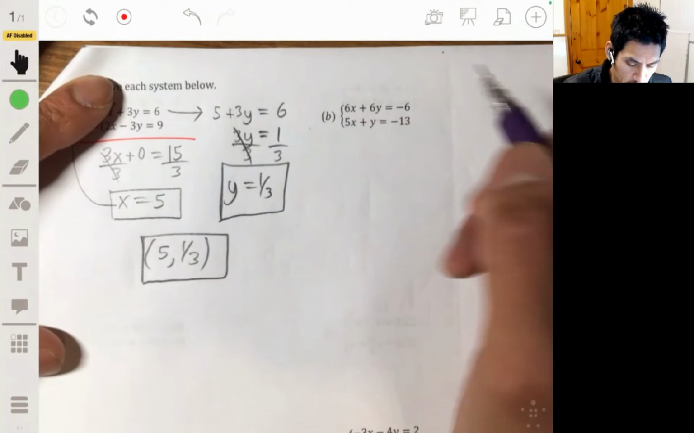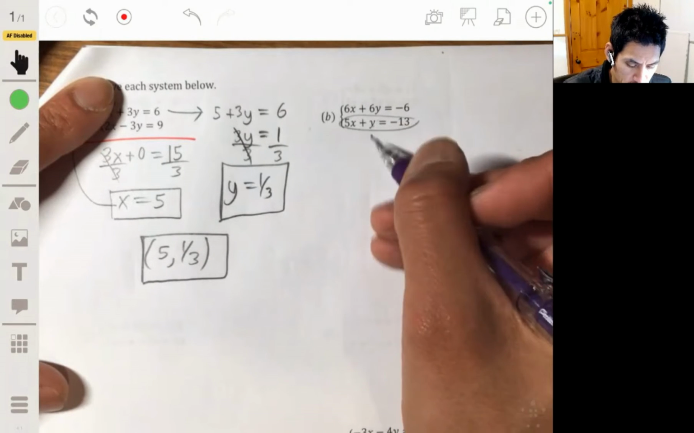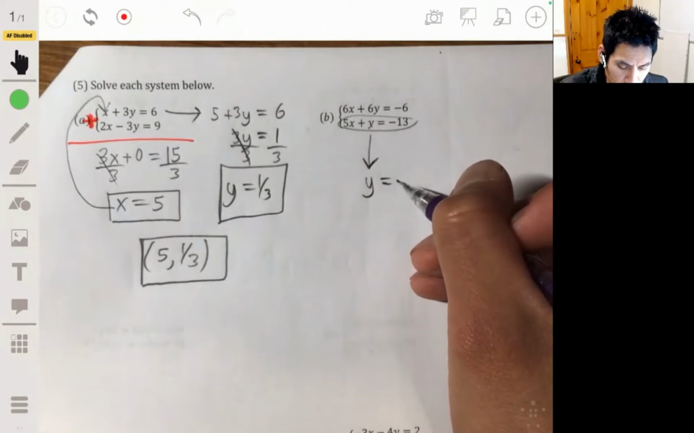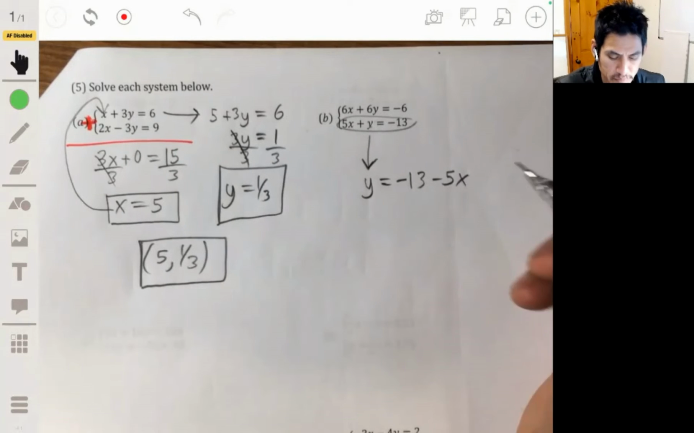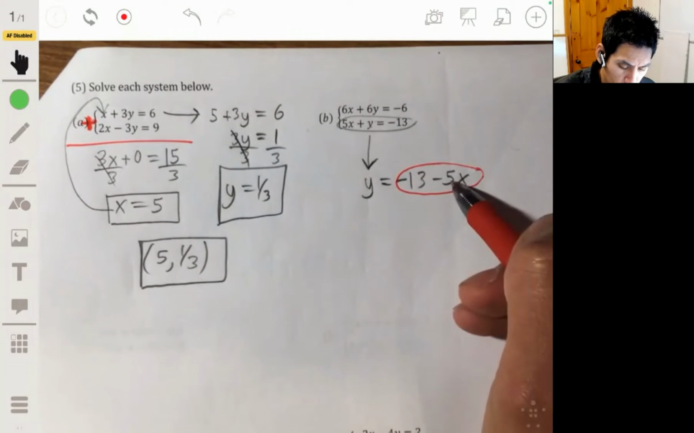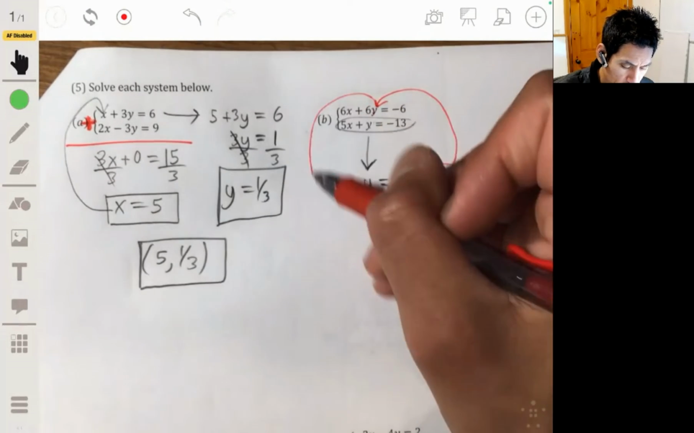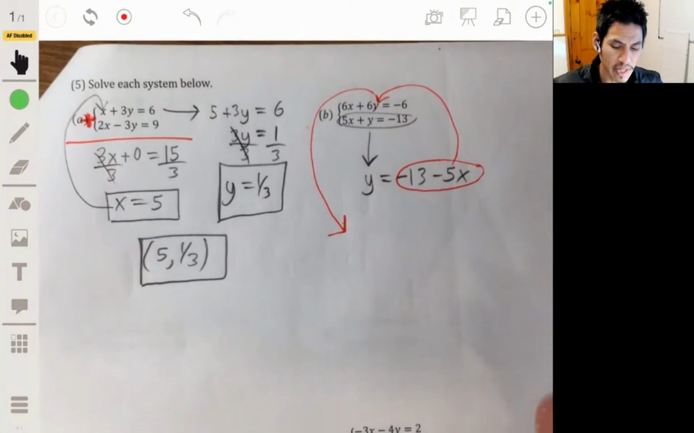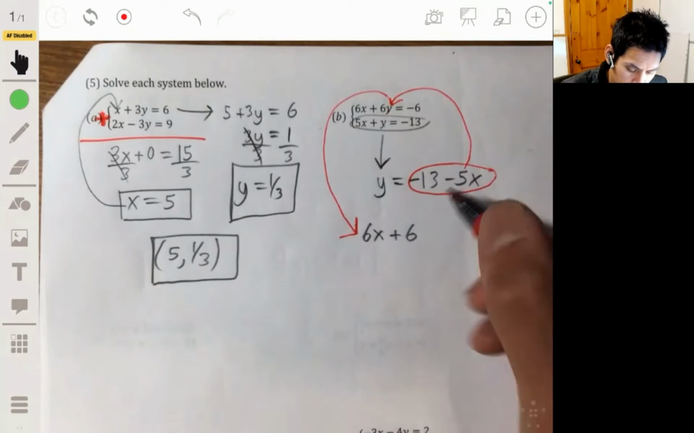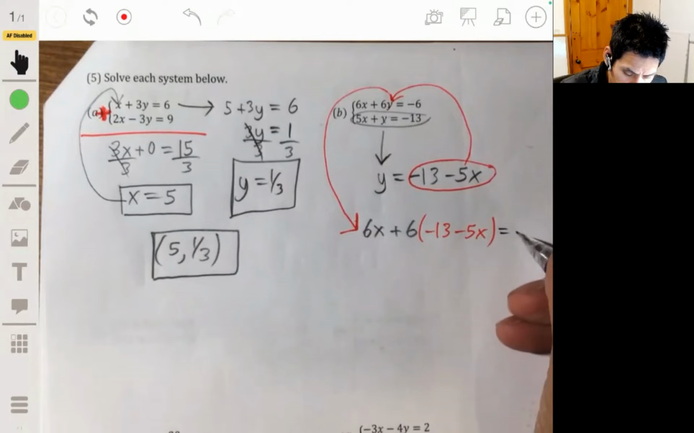So if I were to solve the second equation for y, I would make this equation, solving this for y, I would take away 5x from both sides. I'll get y is equal to -13 minus 5x. And then this, I would plug this portion in for the y from the top equation, because that's going to give me then an equation written entirely in terms of x. So I'd end up with 6x plus 6 times a -13 minus 5x equal to -6.